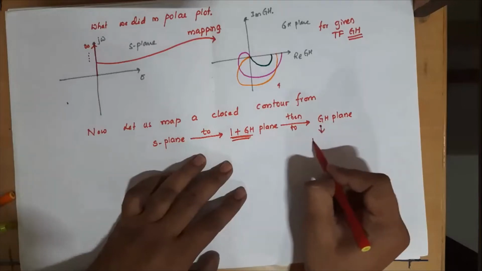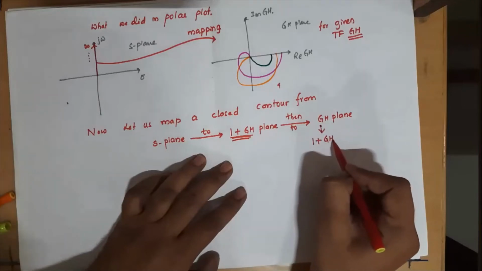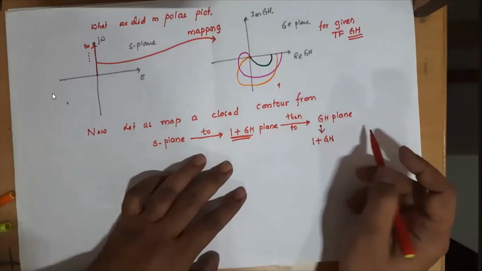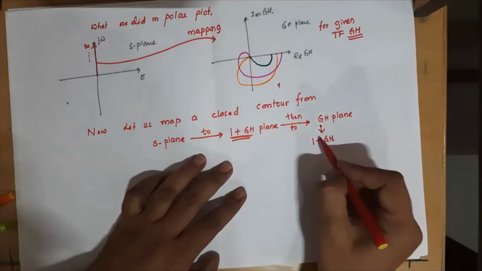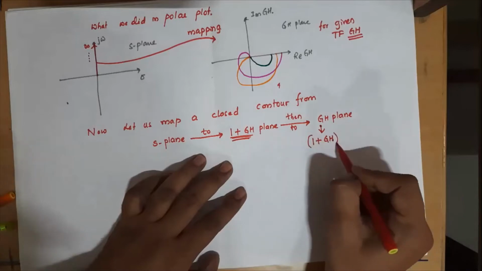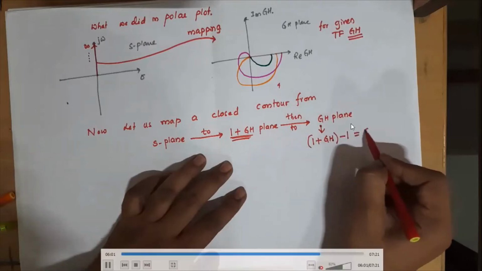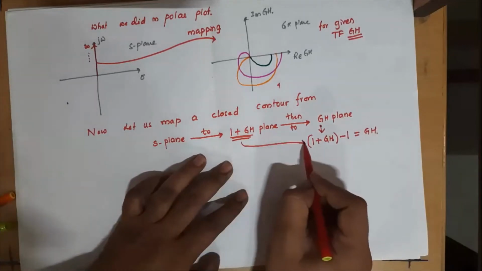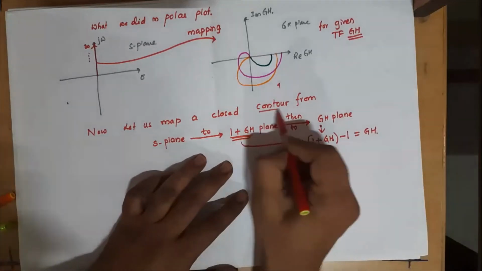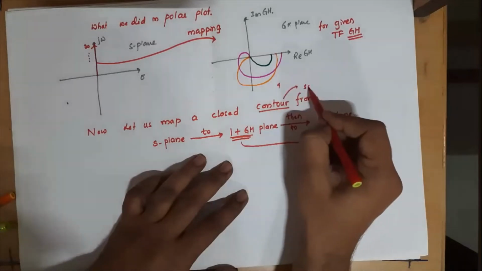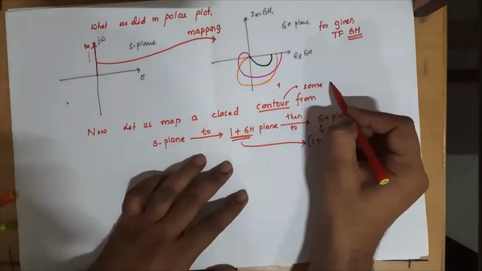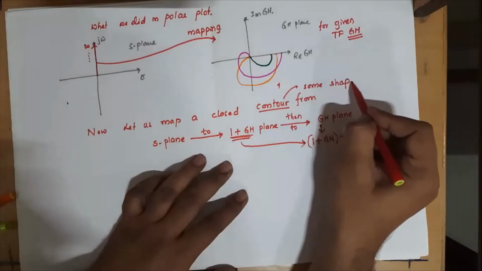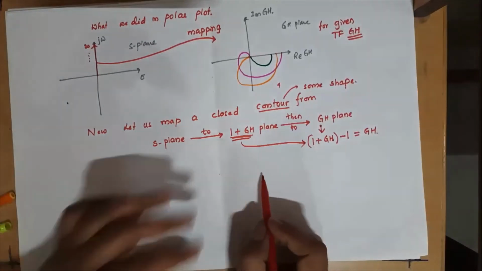So how can the GH plane be obtained, or how can GH be obtained from 1 plus GH? Simplest algebra, just subtract 1 from this term and you will get GH. So keep this in mind. GH can be obtained from 1 plus GH by subtracting 1. So the contour can be any shape.